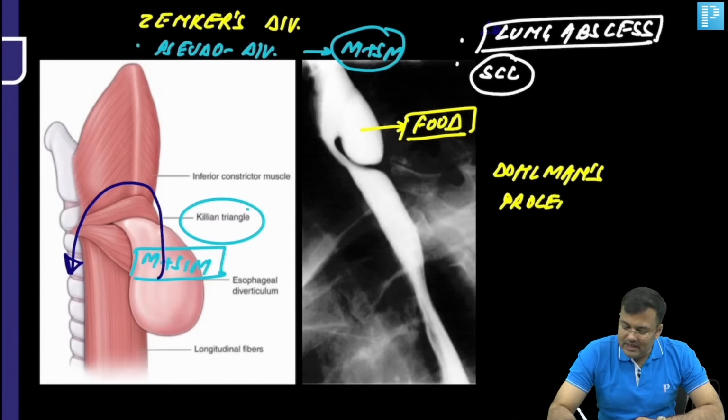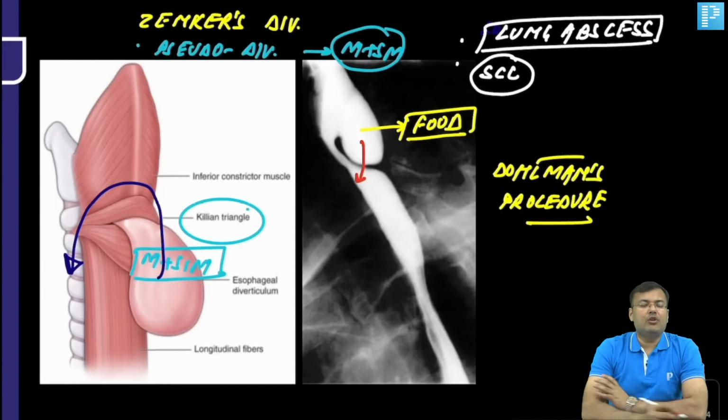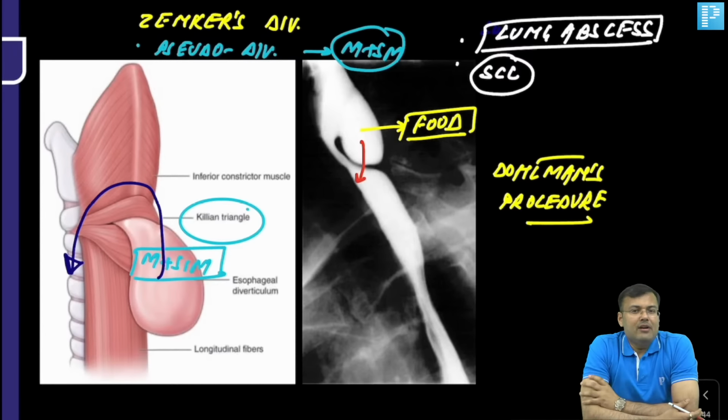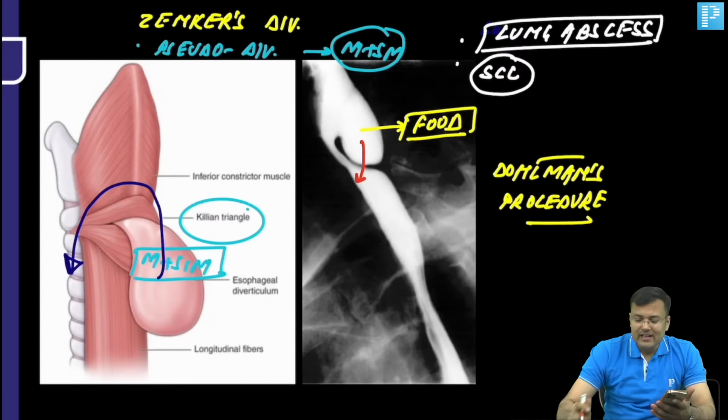You know what is Dohel-Mann's procedure, right. There is endoscopic stapling of the septum. What happens is that there is communication between the diverticulum and the esophagus. The name is diverticuloesophagostomy. So, what's the name, guys? Diverticuloesophagostomy. Clear? So, this is Zenker's diverticulum.